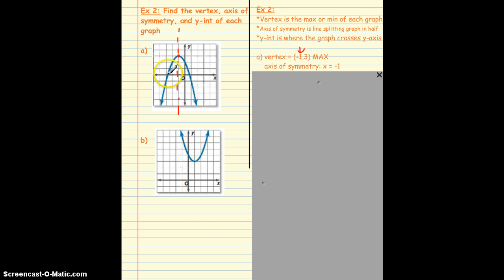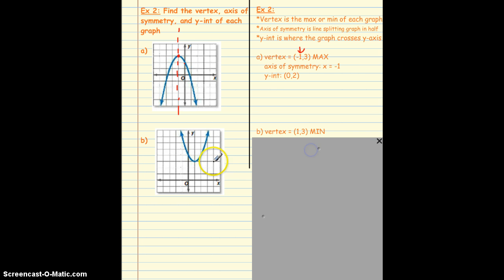And lastly, the y-intercept, where the graph crosses the y-axis. Well, our graph, this is the x-intercept. Our y-intercept is right here, and our y-intercept is when y equals 2. So our y-intercept is when x is obviously 0, and the y is 2. All right, why don't you pause the video and see if you can figure out part B on your own. Did you pause it? Did you figure it out?